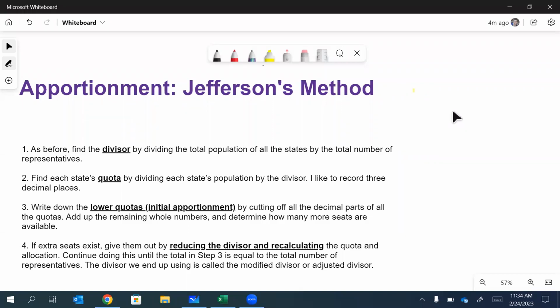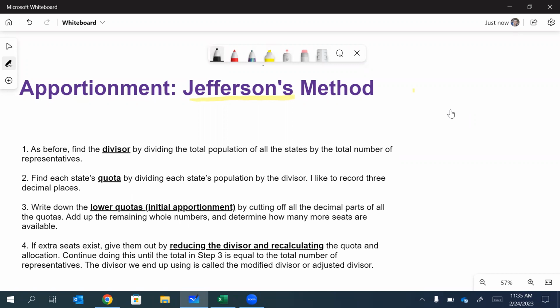Welcome to a video about apportionment. It's our second method called the Jefferson method. You might have heard of this guy before, last name Jefferson. Yep, that's the one, first name Thomas. Thomas Jefferson proposed a different method than Alexander Hamilton.